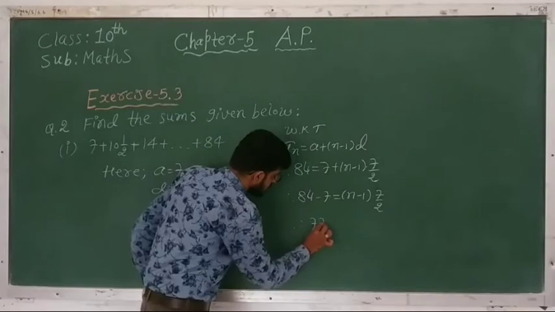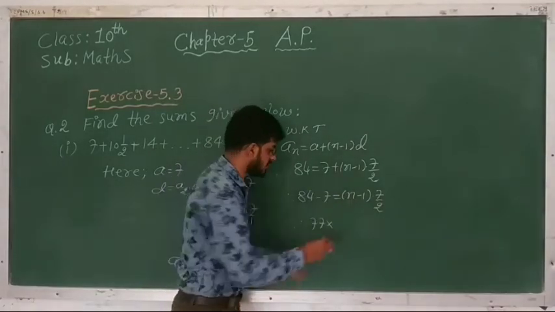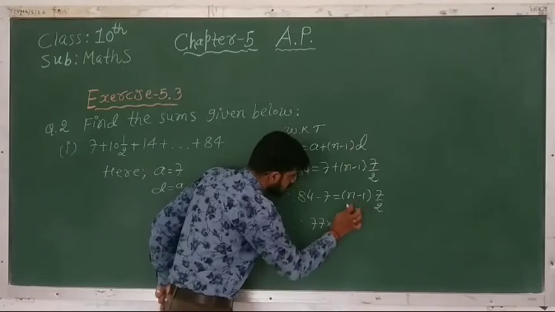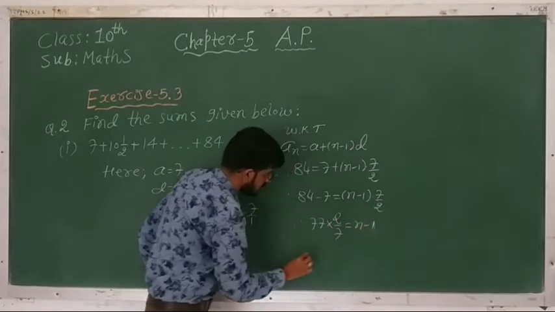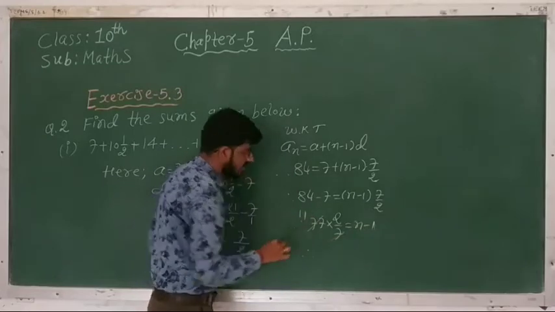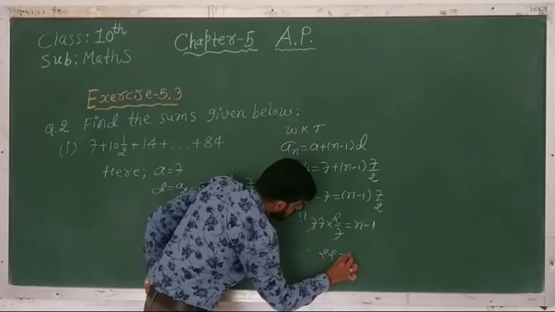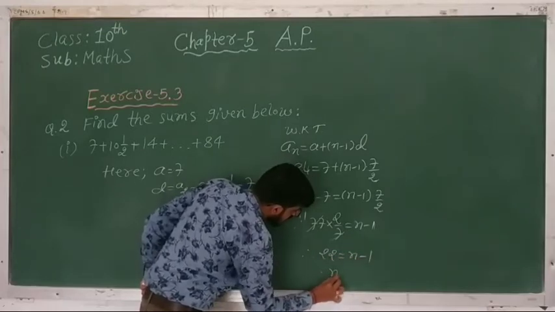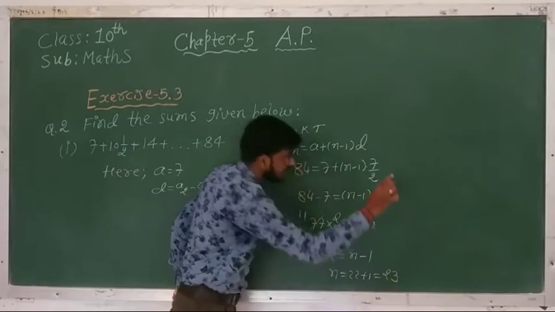So 77 into, now we shift the 7 by 2 to the other side; the reciprocal of 7 by 2 is 2 by 7, is equal to n minus 1. Therefore 11 sevens are 77, 11 twos are 22, is equal to n minus 1. Therefore n is equal to 22 plus 1, which gives 23.